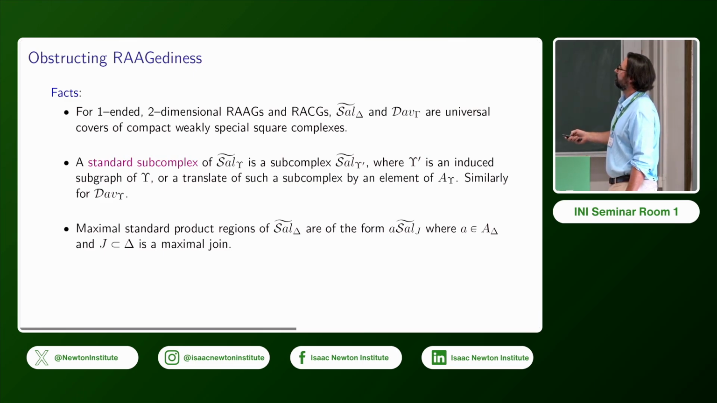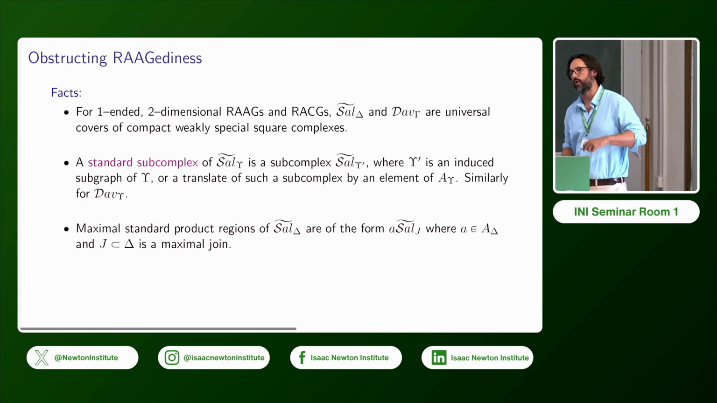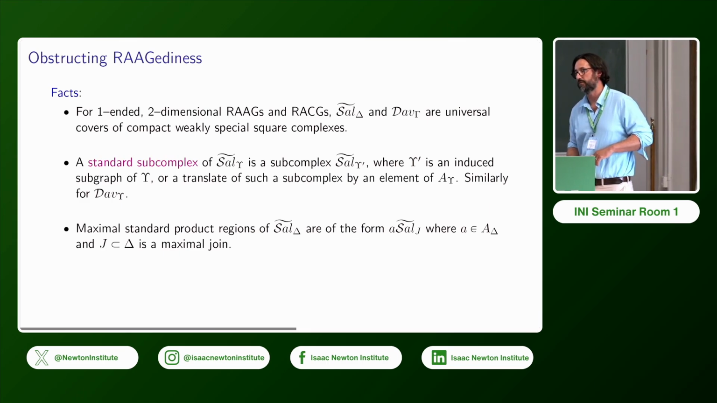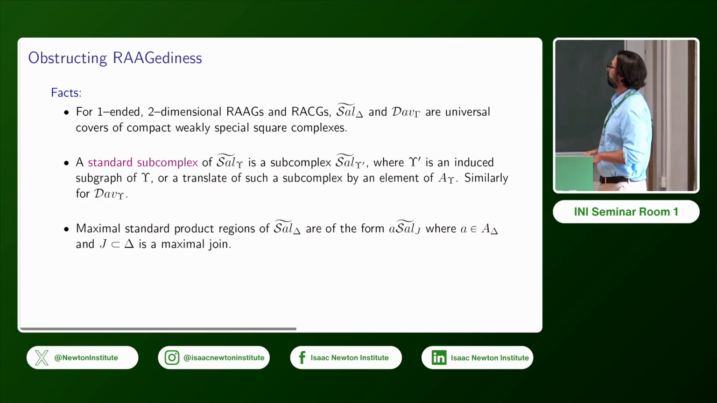It means if you have your defining graph upsilon, you choose any induced subgraph you want, upsilon prime. That has its own cube complex, which sits as a subcomplex of the bigger one. That's a standard subcomplex, and any translate of that is a standard subcomplex. So that's what the standard subcomplexes mean. They're the ones that you get by choosing subgraphs of the presentation graph that you started with. And then the same thing for the Davis complex.